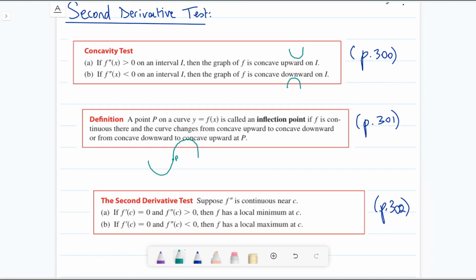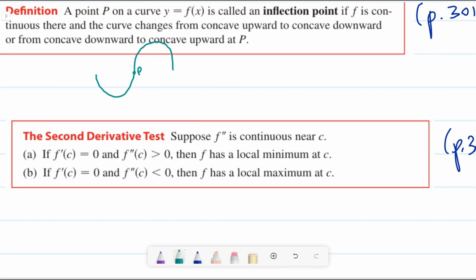Now, what does the second derivative test tell us? It tells us that suppose f double prime, the second derivative, is continuous near c. If the first derivative f prime of c equals 0 and the second derivative is greater than 0, then f has a local minimum at c. If the first derivative is 0 and the second derivative is less than 0, then f has a local maximum at c.